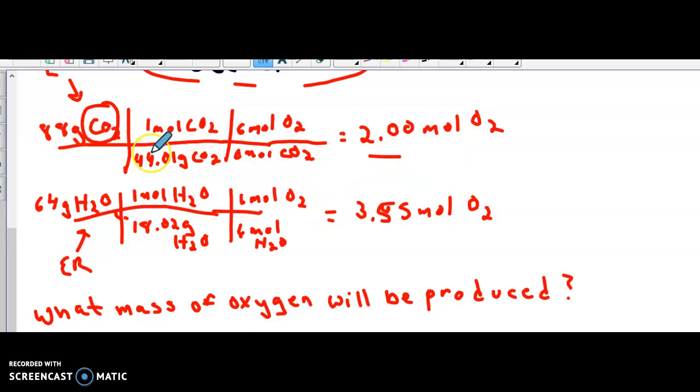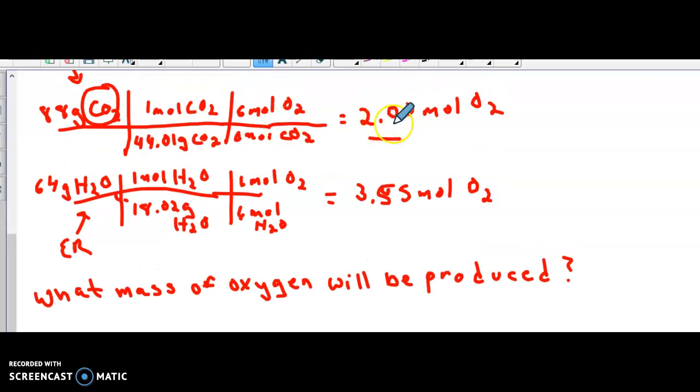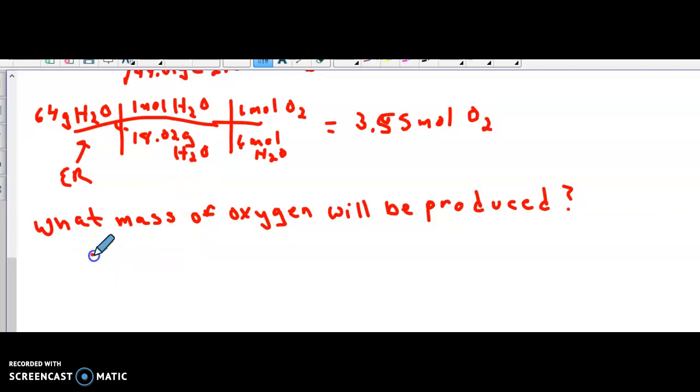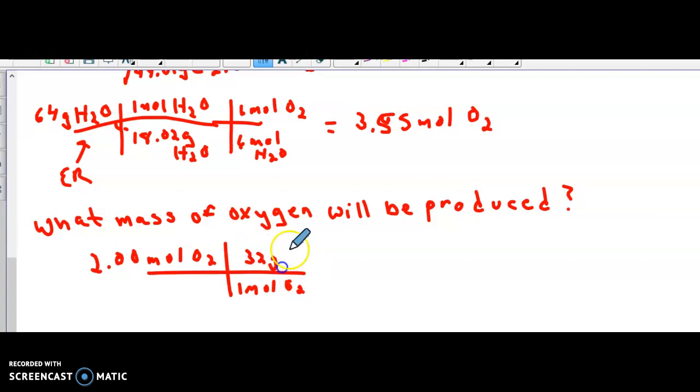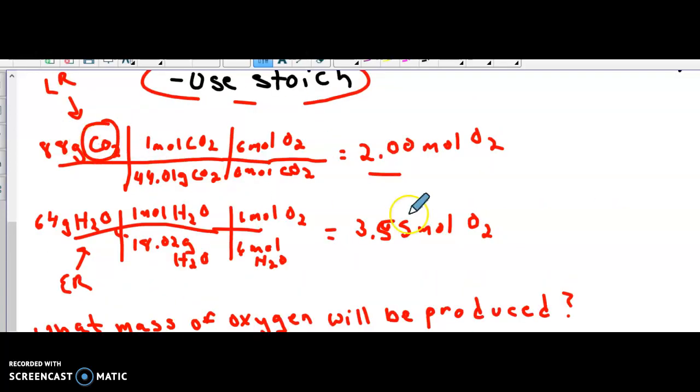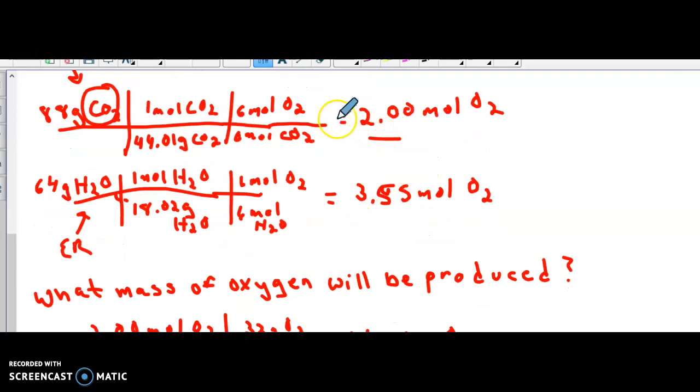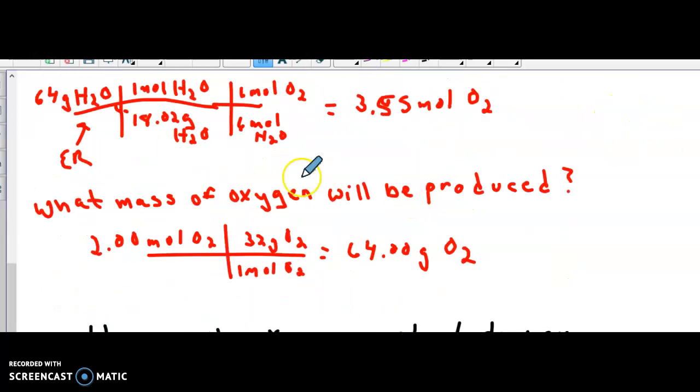But since I know carbon dioxide is my limiting reactant, and carbon dioxide gives me 2 moles of oxygen, I can just start with that 2.00 moles of O2, and I'm just going to convert that to grams. So that's going to give me 64.00 grams of oxygen. Okay, that's the mass of oxygen that is produced because our limiting reactant does that. Again, I could have taken these both out to grams and had my answer already, but either way it's fine.